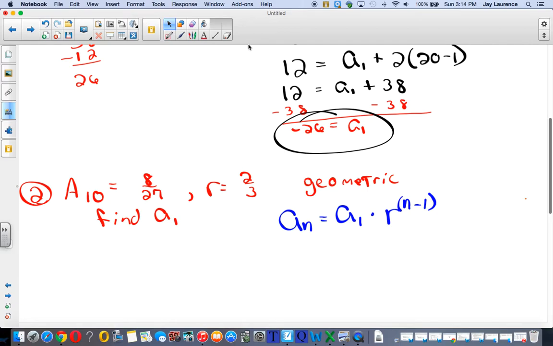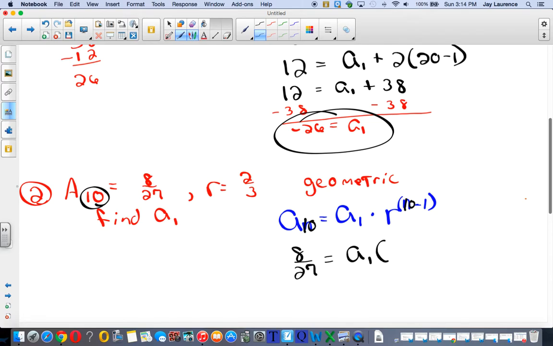It works just fine. And I know that this is a sub 10. So n is going to be 10, and that'll be a 10 there. So a sub 10 is 8/27. Leave it at that. Not going to go to a decimal. Going to be too hard to do that. 2/3. And then 10 minus 1 is 9.